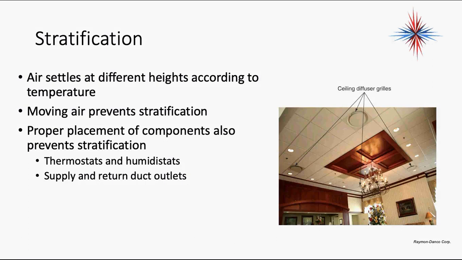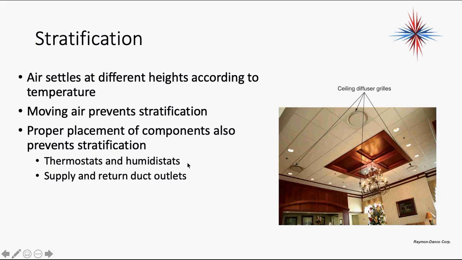Stratification, again, we talked about this, but this is very important. The diagram on the right, these ceiling diffusers, those 4 ceiling diffusers are set up and designed in a specific way to allow the cold air or the warm air, depending on season, to be mixed with the air coming out of the diffusers. So we solve that stratification. Moving air prevents stratification. Remember, stratification is that cold air sinks to the floor and hot air rises to the ceiling. Proper placement of the components is very important.